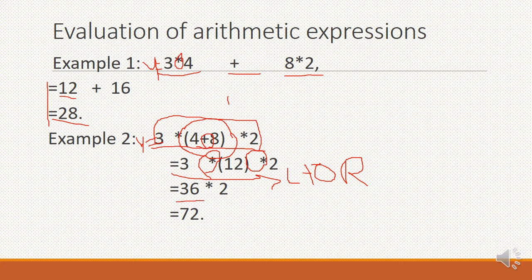is. Now there is only one operator. So 36 into 2 is equal to 72. Just think, if I am doing 12 into 2, that is 24. 24 into 3, how much is it? You are going to get a different answer for this one. Correct? 4 into 3 is 12. 72 is the answer.